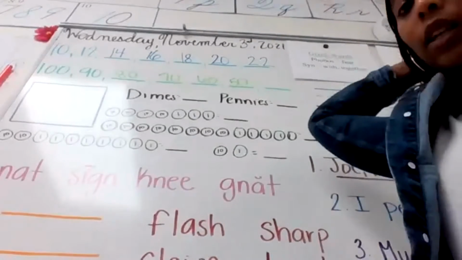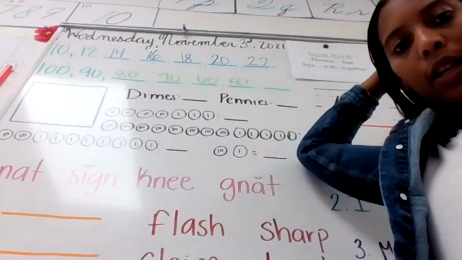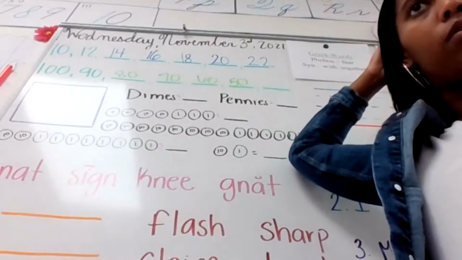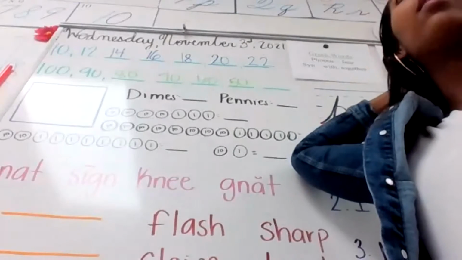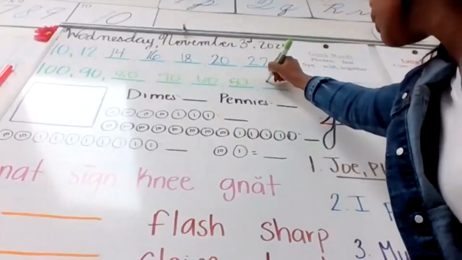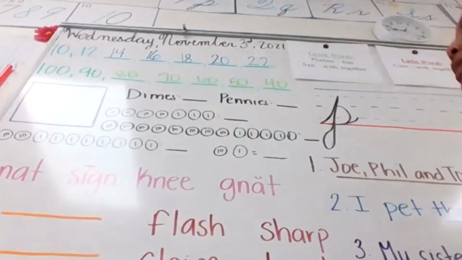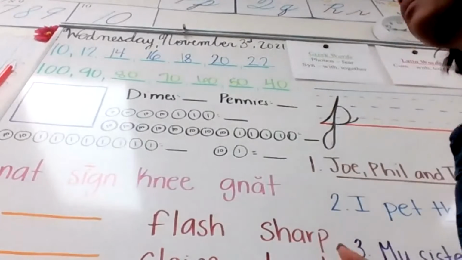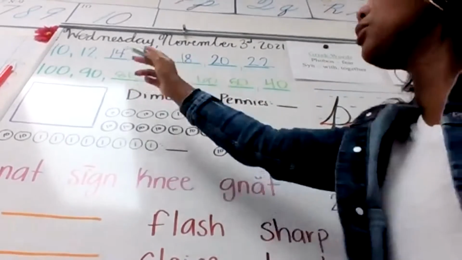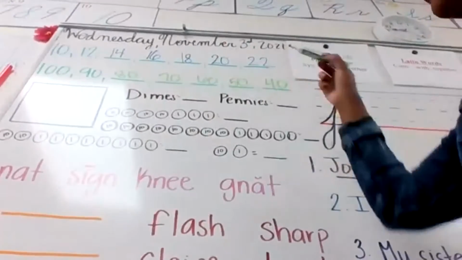What will be the last one that will come at the end? Okay, go ahead and write. 40. Okay, so that's counting backwards by 10. So it's kind of similar to counting backwards, like 10, 9, 8, 7, right? 100, 90, 80, 70, 60, 50, 40.